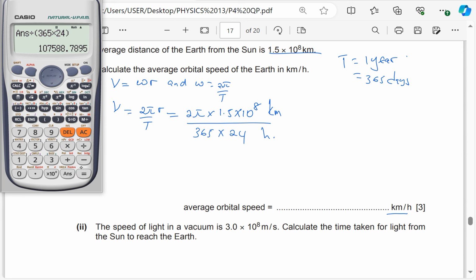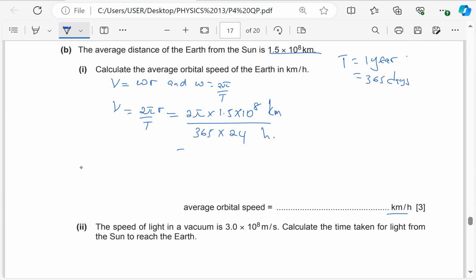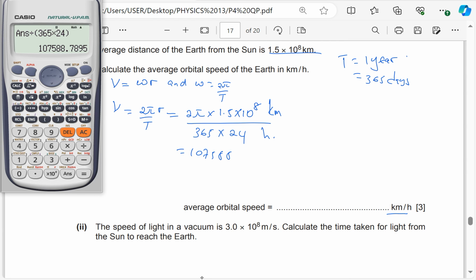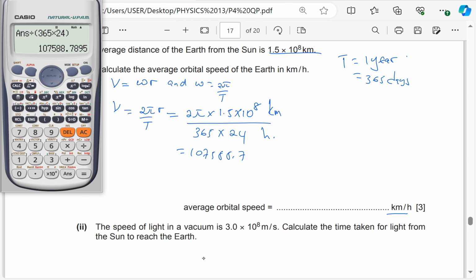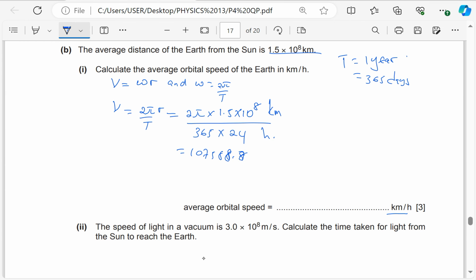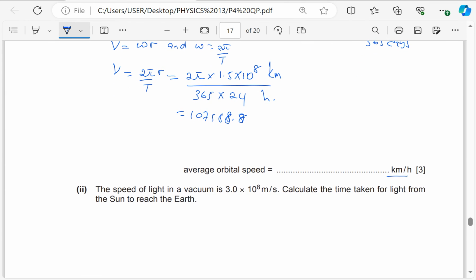So I'm getting 107,588.7. So I'll round this off to approximately 108,000 kilometers. So it's 108,000 kilometers per hour.